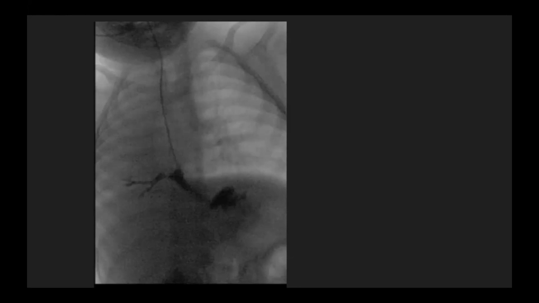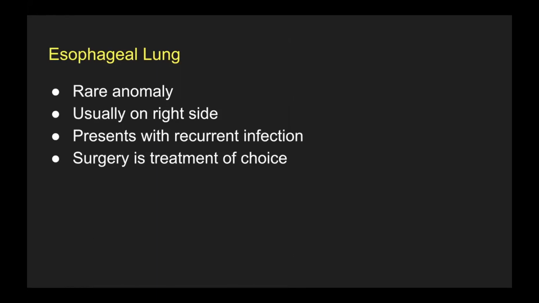So it is best to remove this part of the abnormal lung, which is called esophageal lung. This is an extremely rare anomaly. Usually they are seen on the right side, a small lung which draws its air from bronchi arising from the esophagus. So this is one type of congenital tracheoesophageal septum, a division abnormality, where the bronchus originates from the lower part of the esophagus. As I explained, they usually present with recurrent infection and surgery should be done. This part should be removed. This is the treatment of choice.